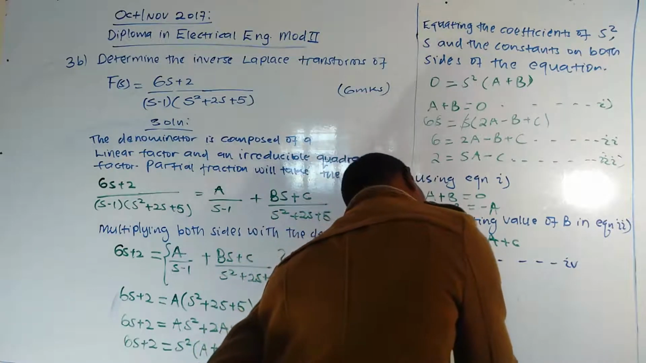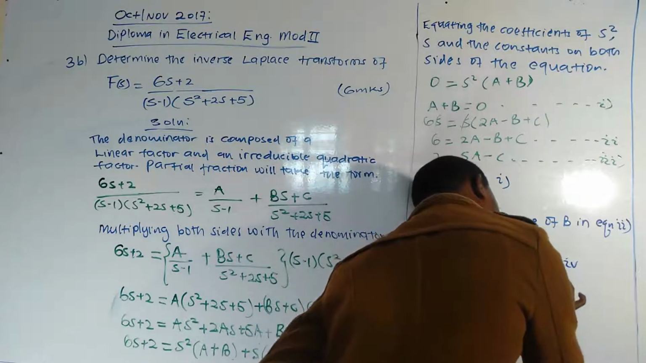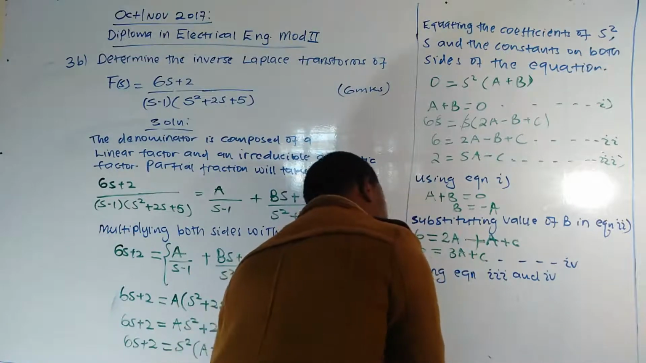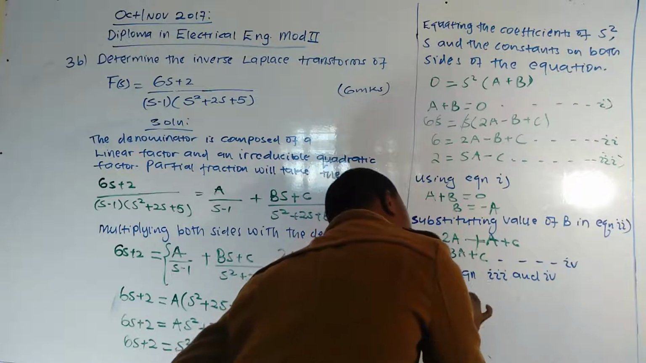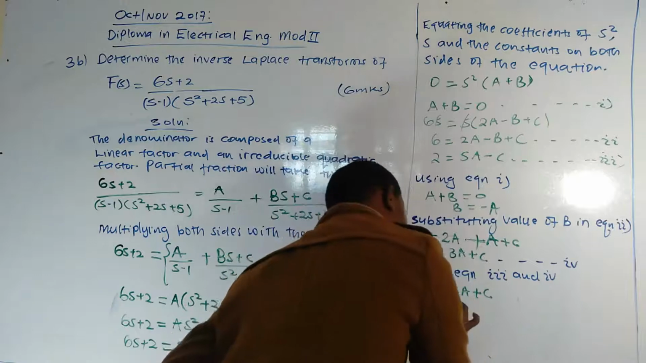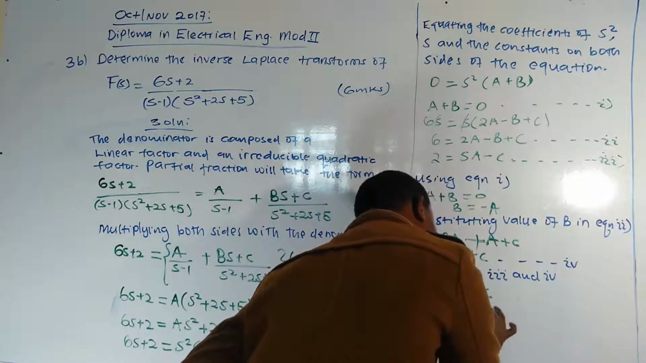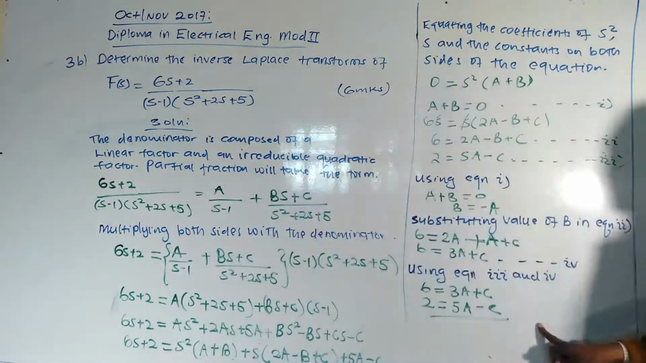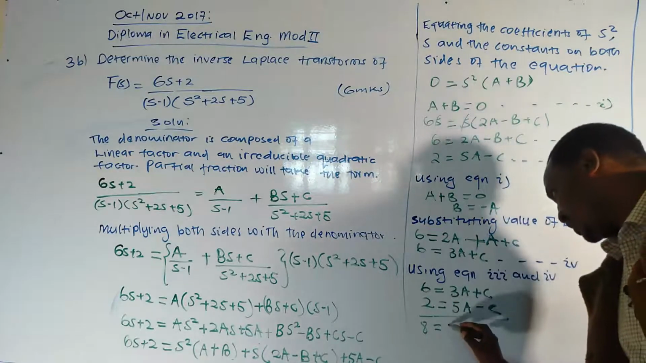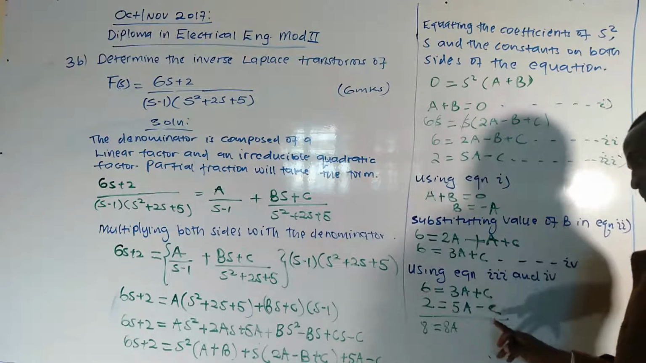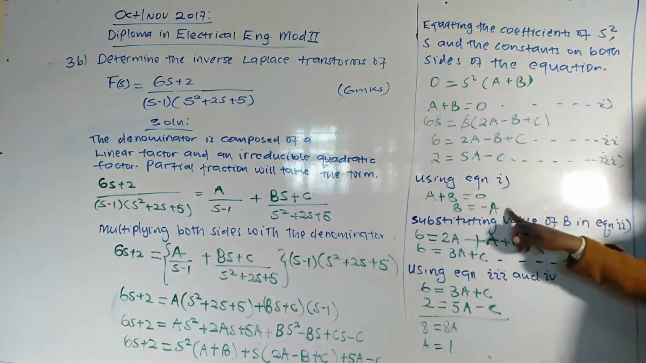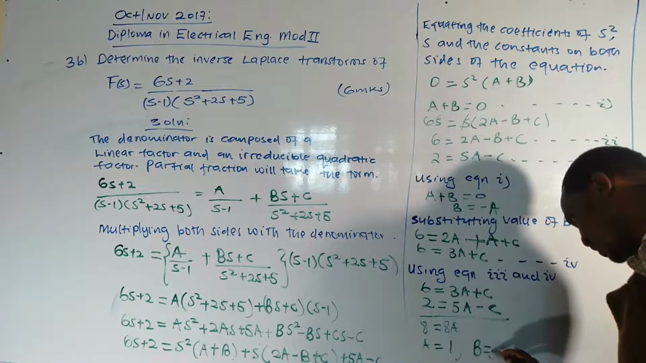Using equations 3 and 4, we have 6 is equal to 3a plus c, and we have 2 is equal to 5a minus c. We can add: 6 plus 2 is equal to 8, 3a plus 5a is equal to 8a, and positive c plus minus c is 0. This means a is equal to 1, and because b is equal to minus a, we can also say b is equal to negative 1.